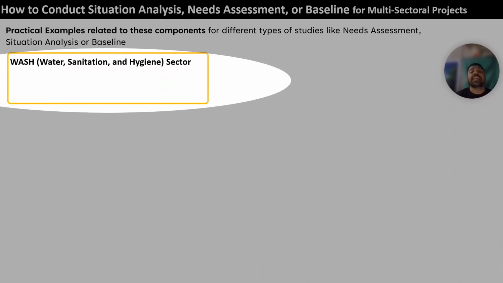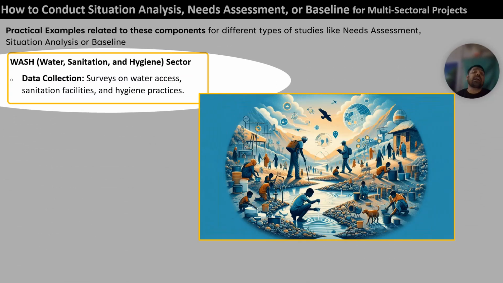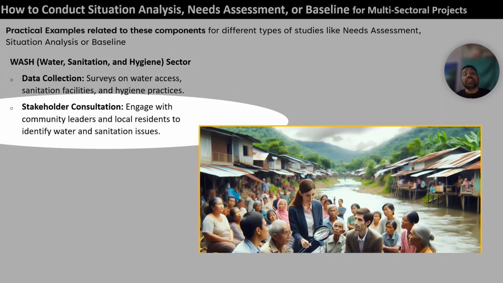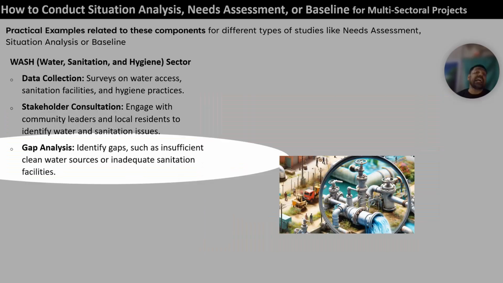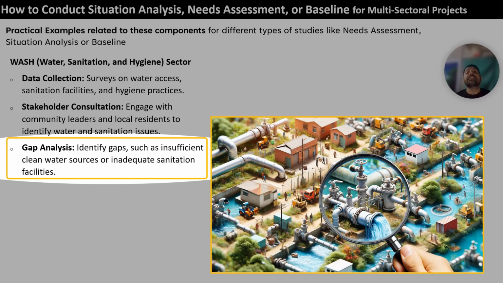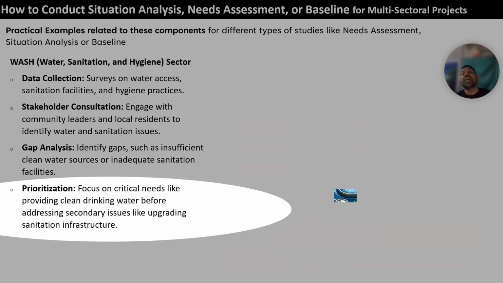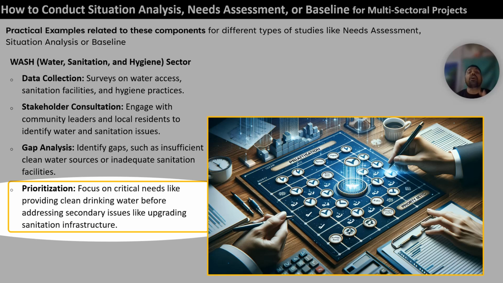In a WASH sector, the examples of these components would be surveys on water access, sanitation facilities, and hygiene practice, engaging with community leaders and local residents to identify water and sanitation issues, identifying gaps such as insufficient clean water sources or inadequate sanitation facilities, and then focus on critical needs like providing clean drinking water before addressing secondary issues.